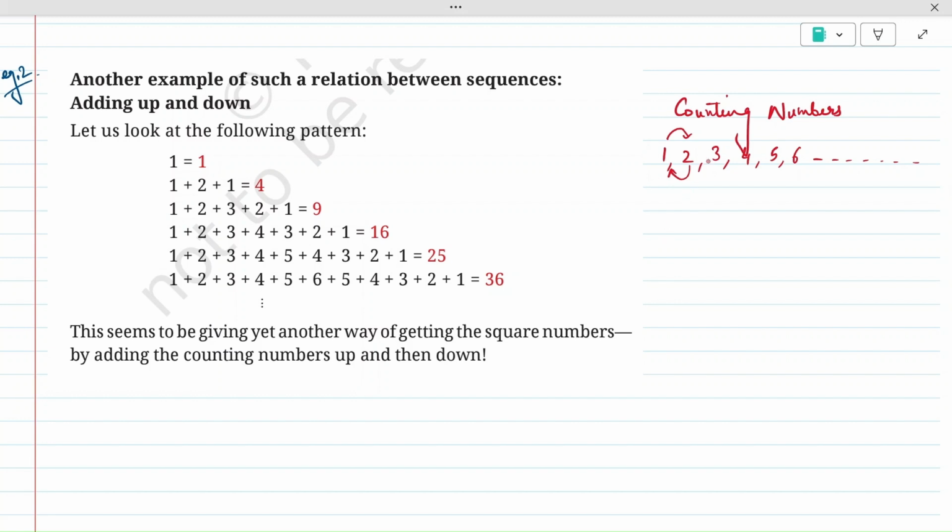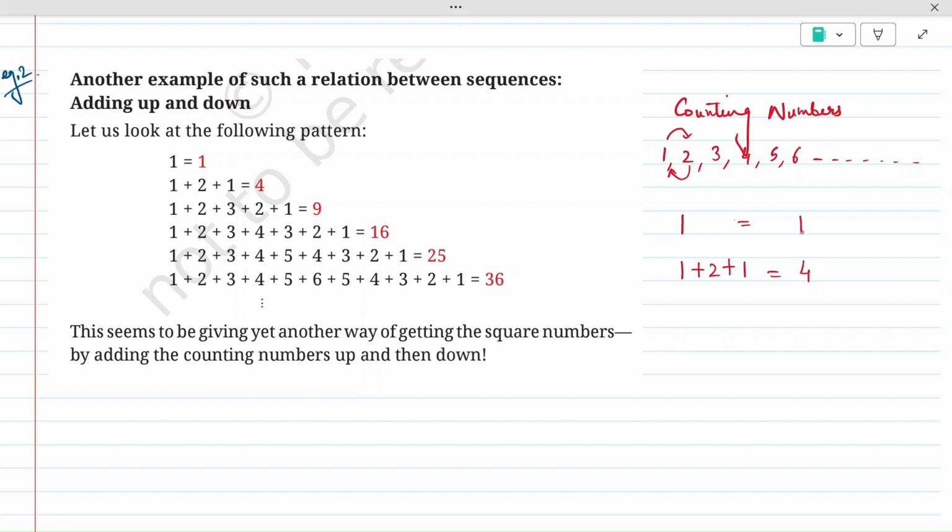It will go both ways, up also and down also. So how this has to be done is the first number is as is, 1. To the next number, we will add up, that is, we will do 1 plus 2, and then add down, that is 2 plus 1. So this will give us 4.